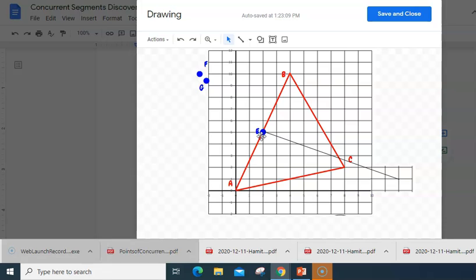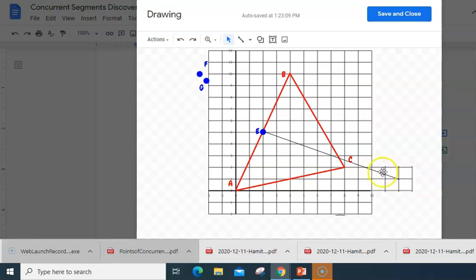In Discovery 2, the segment that we drew was called an altitude. This is a perpendicular bisector. So it's landing right on the midpoint, and if we could stick a piece of paper in here, the corner of a piece of paper would fit perfectly there, and it would be a right angle. So this would be called a perpendicular bisector.